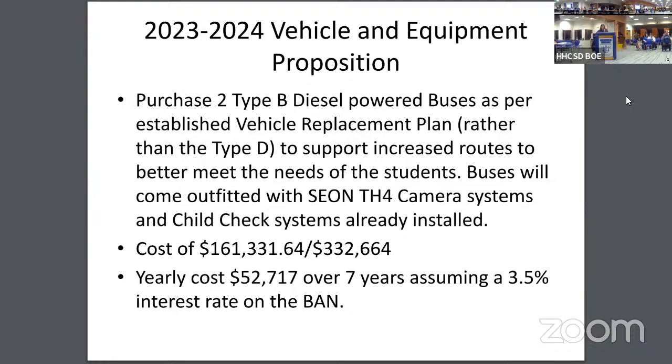Based on a 3.5% interest rate on the van, it would be a yearly cost of $52,717. And then it's over 7 years. The van is 5 years, but we carry it out to 7 years because we use the buses that long. Okay.